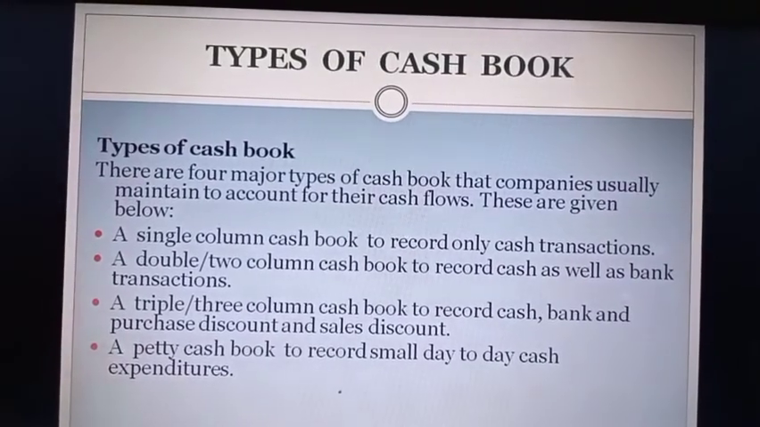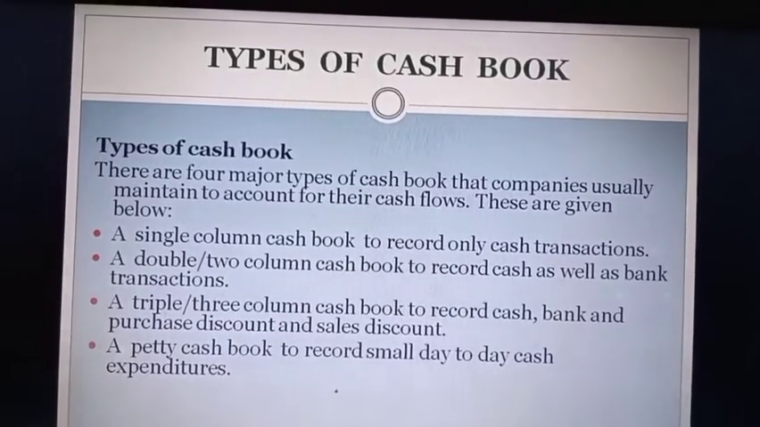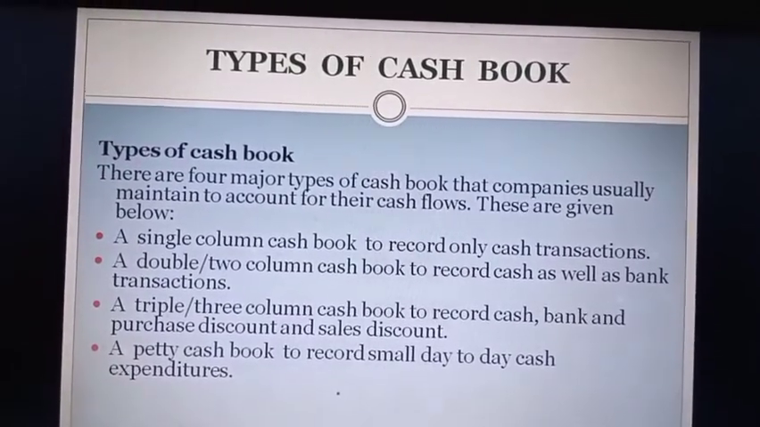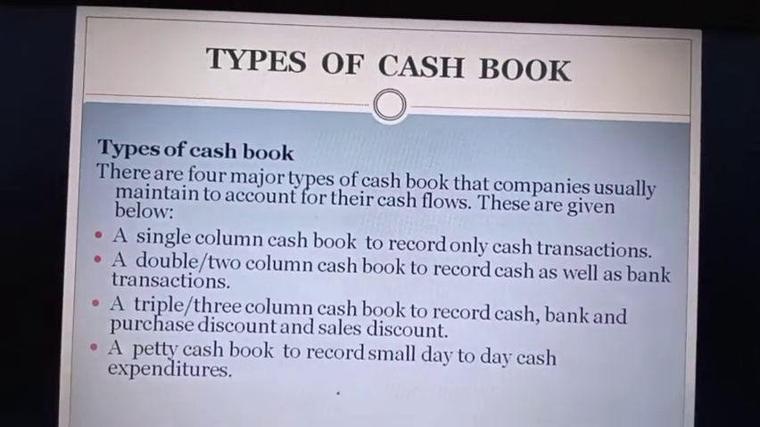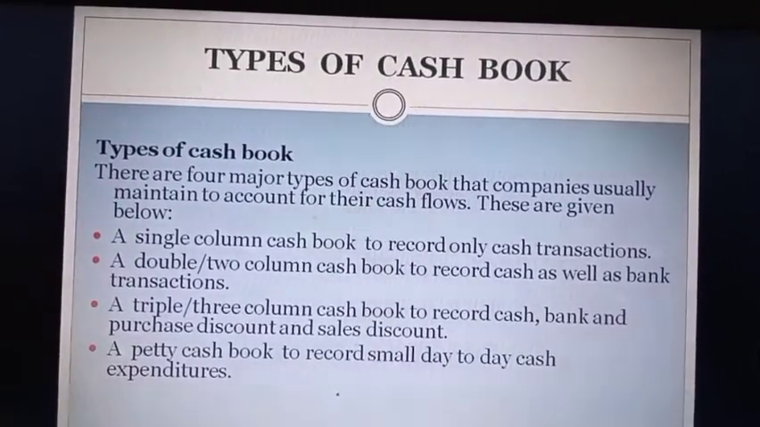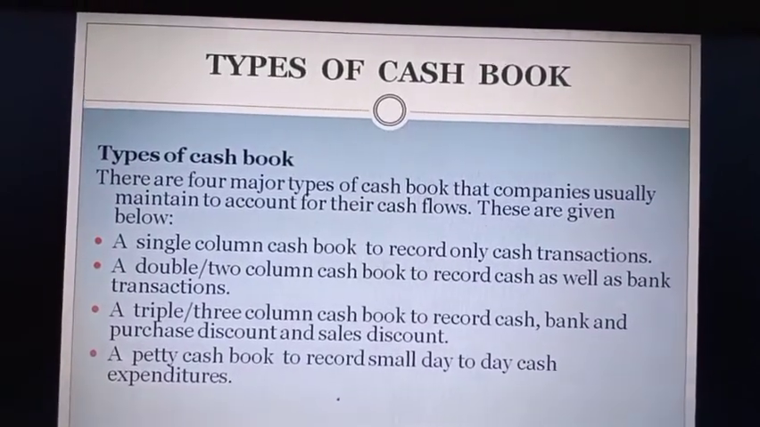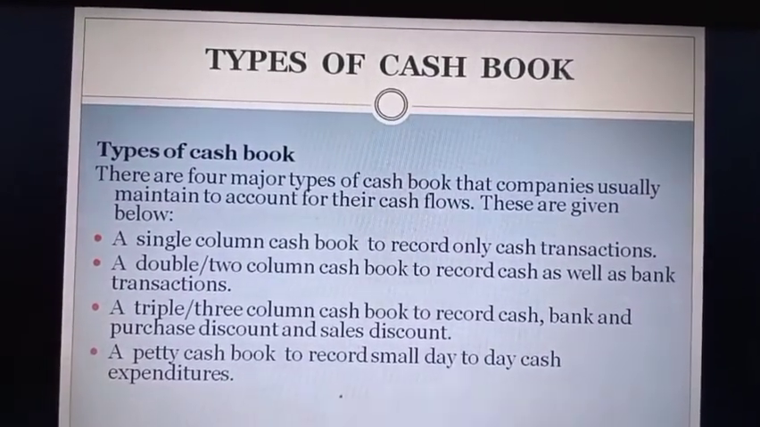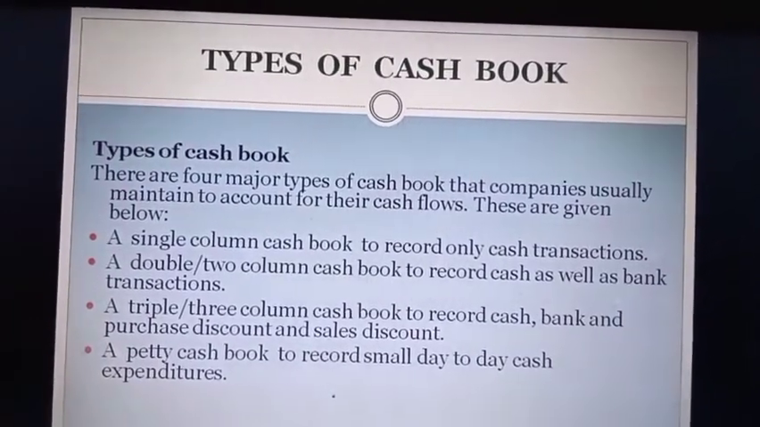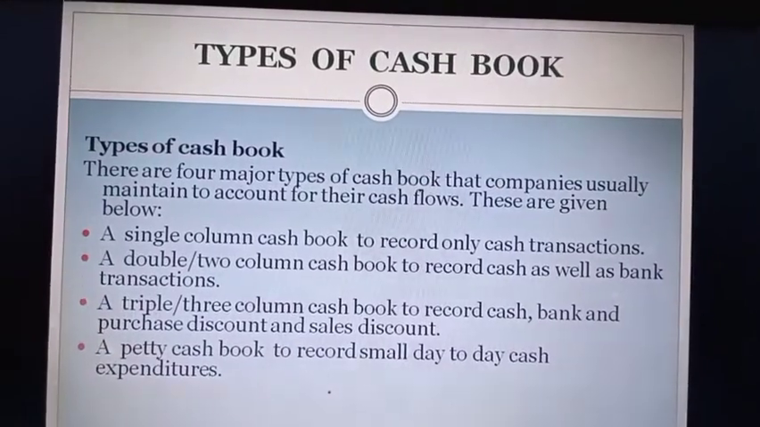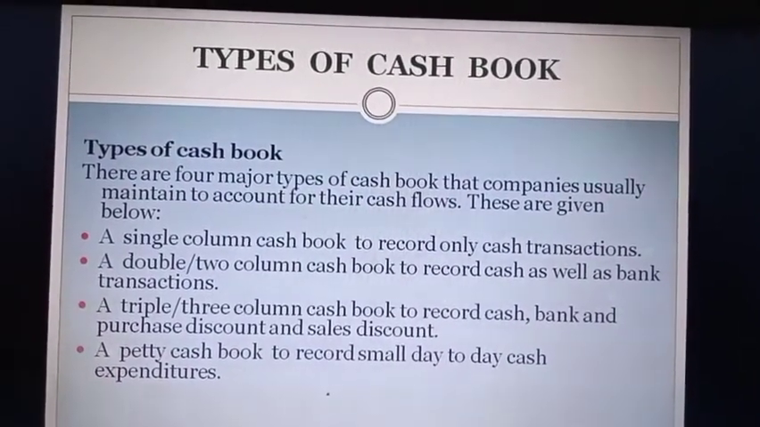Double column cash book can also be used for recording cash transactions and discount transactions, but generally we do not do so. The discounted amount is recorded in the journal, and the cash amount that we are receiving is recorded in the cash book. So basically we consider double column cash book with cash and bank columns. Then we have triple column cash book, which records cash, bank and purchase discount and sales discount.